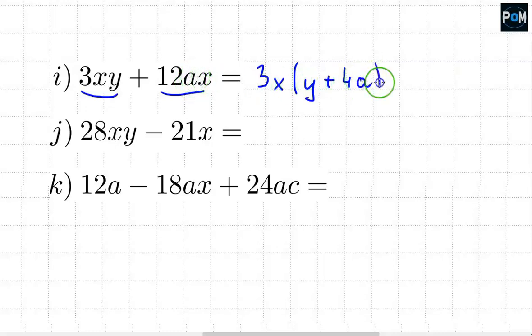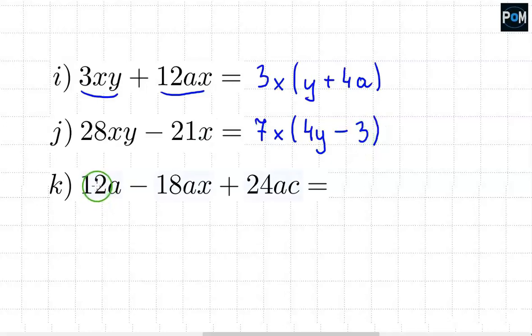In example J, we first look at the numbers 28 and 21. These two numbers are divisible by 7. That's why we put 7 at the beginning, but we still have the letter x here and here. So this x also has to go in front of the parenthesis. Now, we match up. To get 28, you would need to multiply by 4. And with letters, if we took x, then we need to put y here. To get 21, the 7 would have to be multiplied by 3. That's why I put a 3 here. X was factored out, so there's nothing more here besides this 3. That's the end of the example.